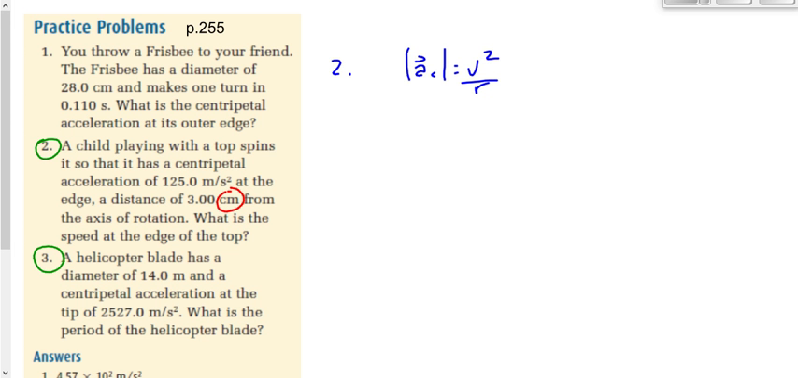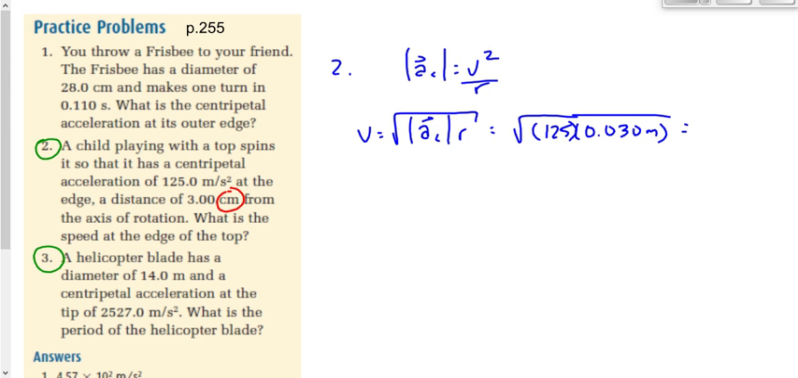Yeah, we're going to say the centripetal acceleration is v squared over r. Now we want to solve for speed here. So let's take the r up by multiplying. It becomes a times r equals v squared. And then we're going to square root both sides. So it ends up being the square root of a times r. So let's say square root of 125 times the radius, which is 0.030 meters.